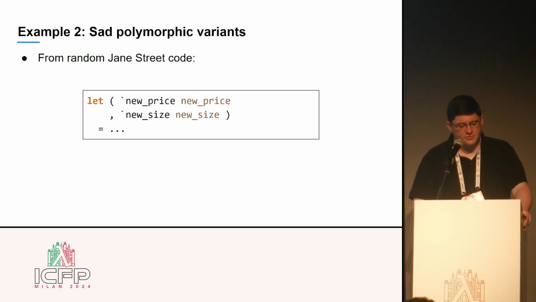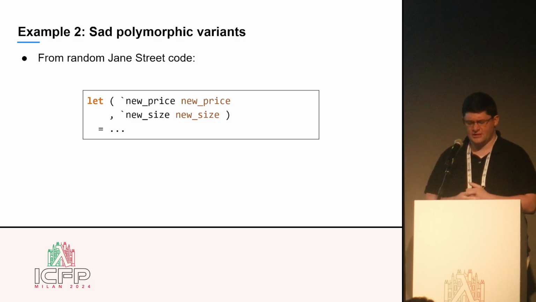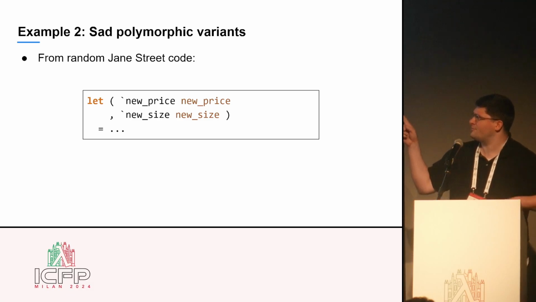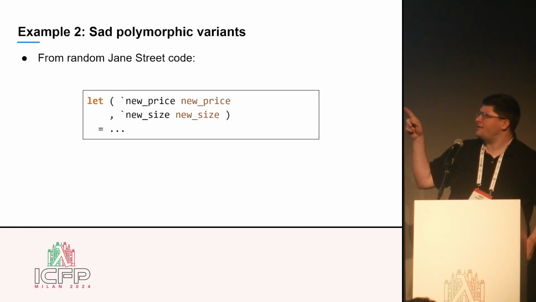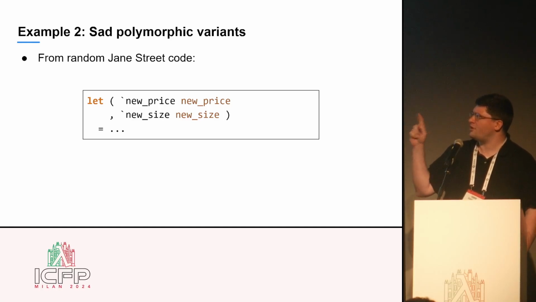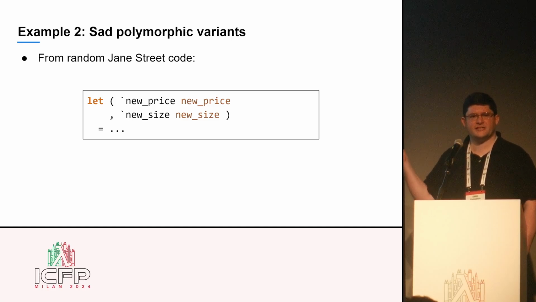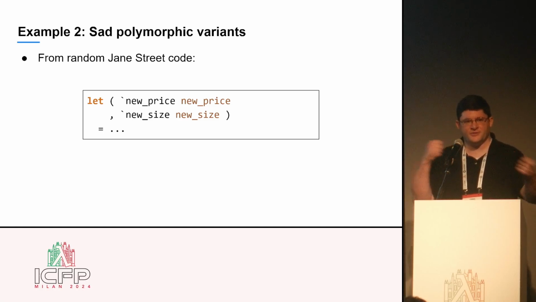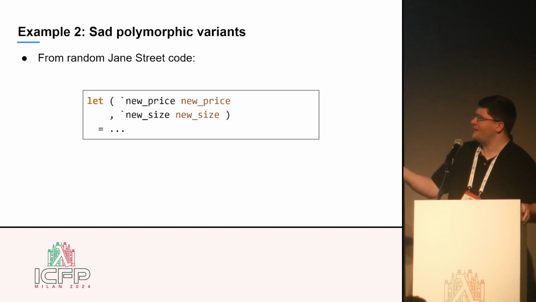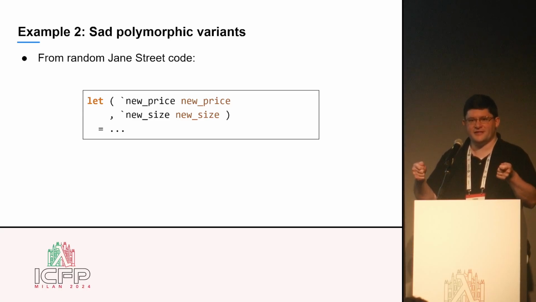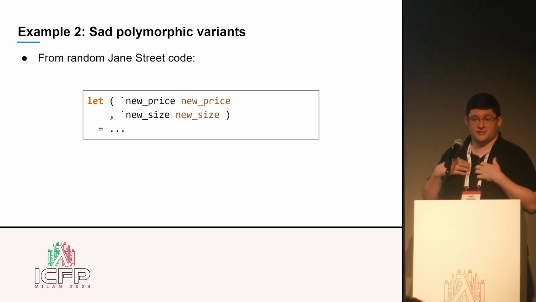Sad example number 2, polymorphic variant. This is a thing people do kind of surprisingly a lot. This is an example pulled from Jane Street's code. Here, they're defining a tuple, and they've used polymorphic variant constructors to label the pieces of the tuple. They've got a price and a size, and they don't want to mix up how much something costs with how many of them they have. And so instead of constructing a tuple of price and a size, they've constructed a tuple of polymorphic variants containing a price and a size. This you can do. I personally think it looks a little ugly.